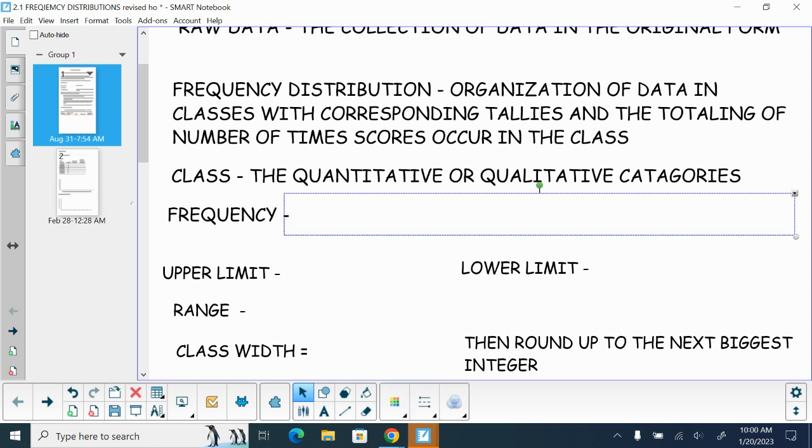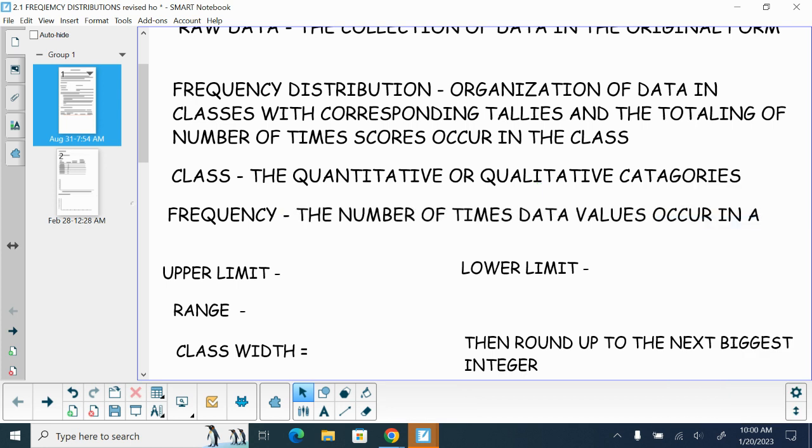Frequency. The frequency is the number of times data values occur in a class. The number of times data values occur in a class.